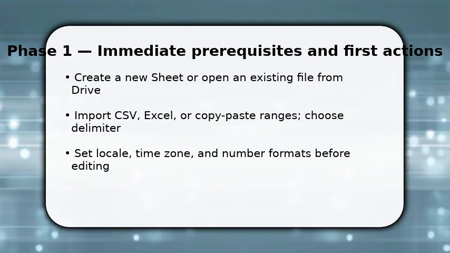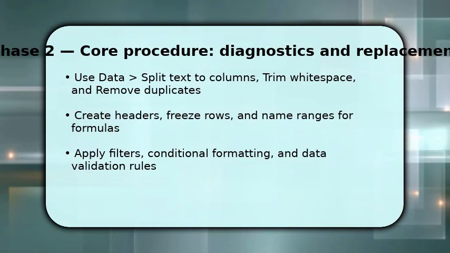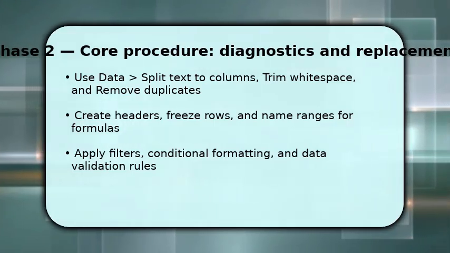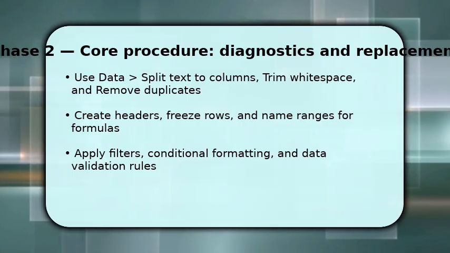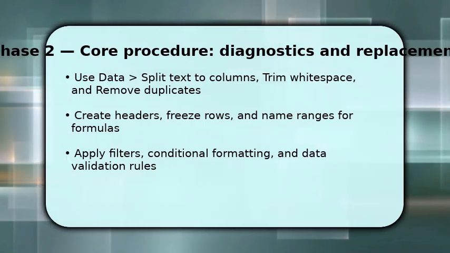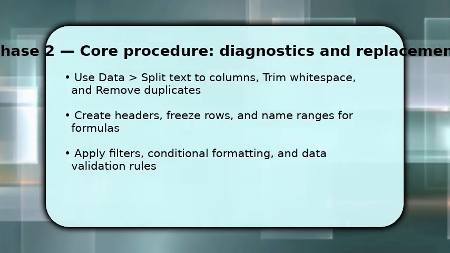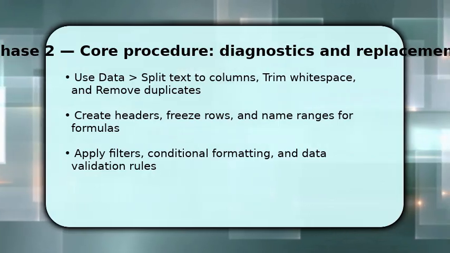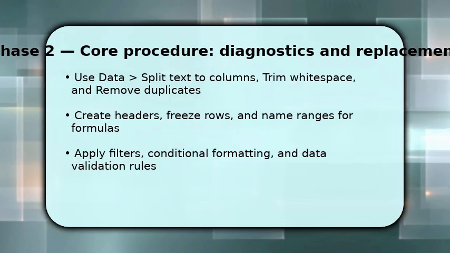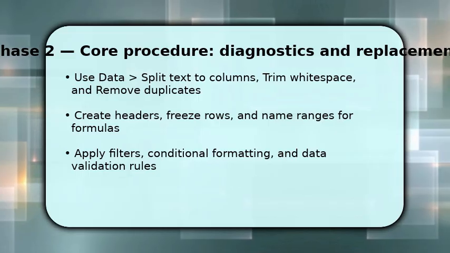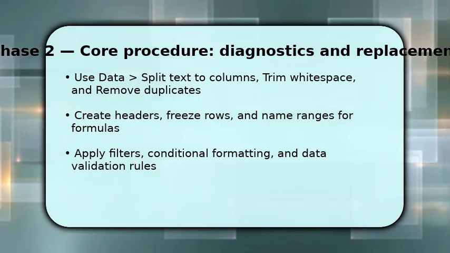Now you clean and structure the sheet so calculations are reliable. First, normalize columns. Split text to columns, trim whitespace, and remove duplicates to avoid mismatches. Then build structure. Create clear headers, freeze the top row, and name key ranges so formulas are readable. After that, add filters, conditional formatting to highlight outliers, and data validation to prevent bad entries. These steps reduce manual errors and make later analysis faster and more maintainable.